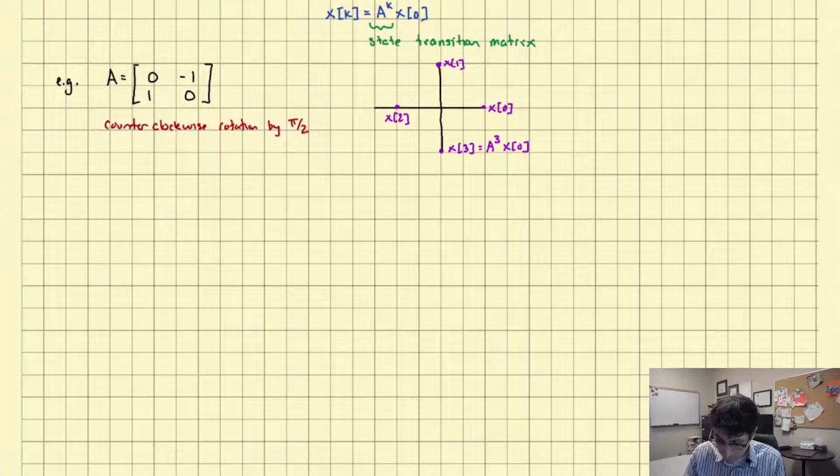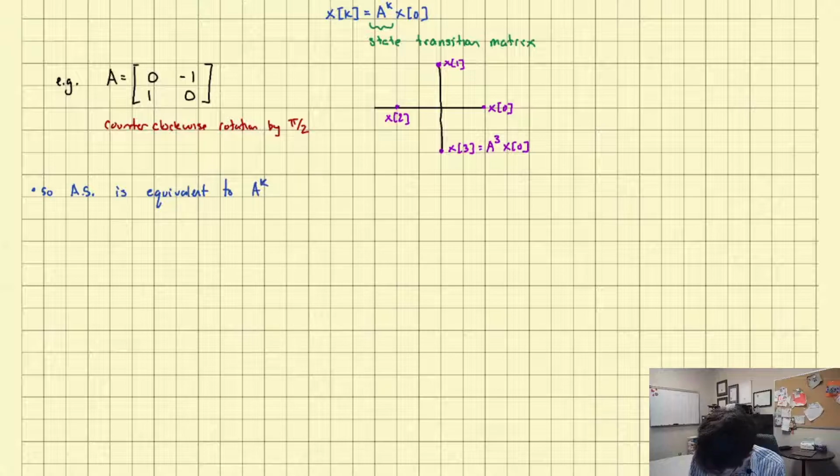So given all that, asymptotic stability says that we want the state to go to 0 no matter how we pick the initial condition. And so it's clear that that is equivalent to the state transition matrix approaching the 0 matrix. So asymptotic stability is equivalent to A to the k approaching 0 as k approaches infinity.